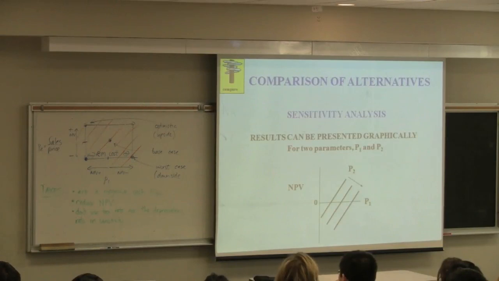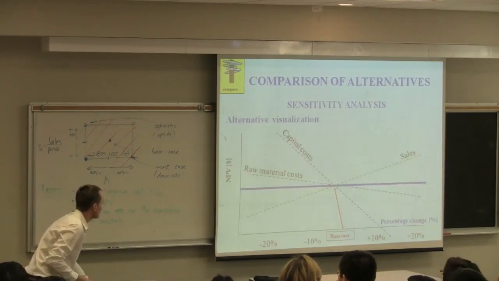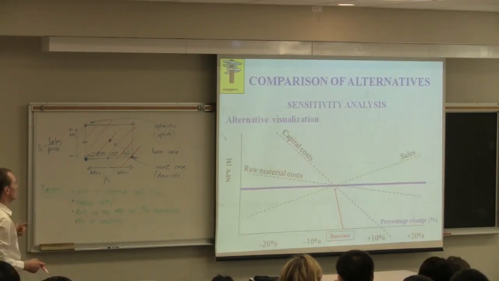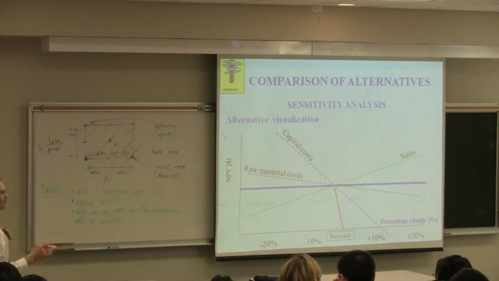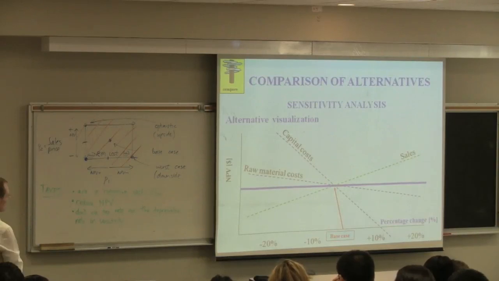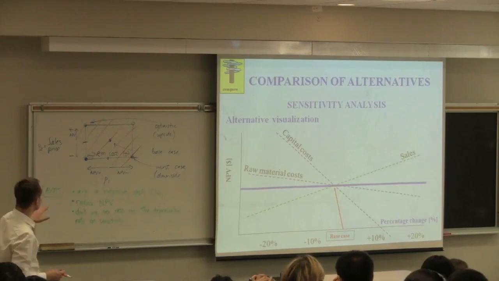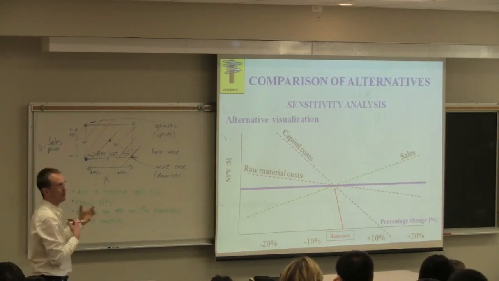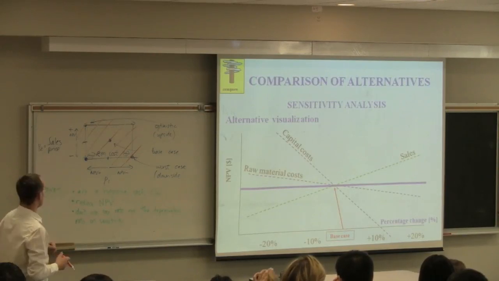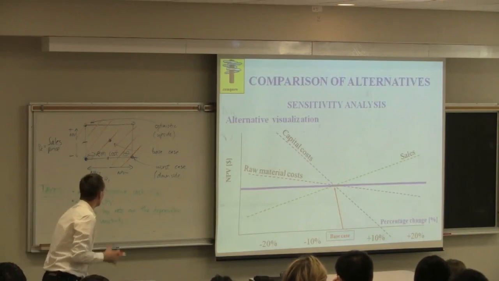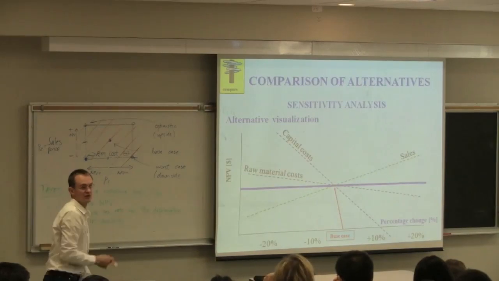Notice that we're changing both variables simultaneously. This is a key point I wanted to emphasize. In the previous slides, we were looking at changing one variable at a time: changing capital costs, keeping everything else constant; changing raw material costs, keeping sales and capital costs fixed. This is not the case here. Here we're plotting the effect of changing both variables simultaneously, and we're establishing a more realistic scenario than some of these plots over here.